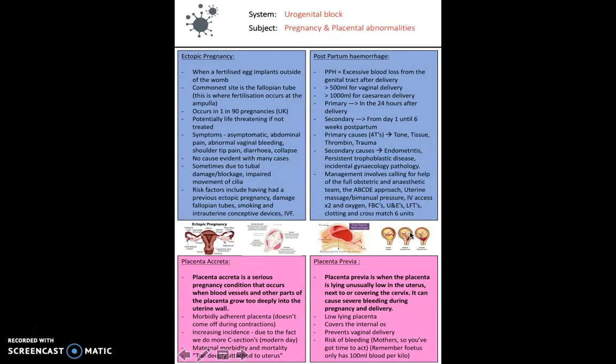Next, we were taught about pregnancy and placental abnormalities. So in terms of pregnancy abnormalities, you've got an ectopic pregnancy, which is where the egg implants outside of the womb. This most commonly occurs within the fallopian tubes due to the fact that this is where the egg is fertilized within the ampulla, and therefore, normally, if you have an ectopic pregnancy, it will be in the fallopian tubes.